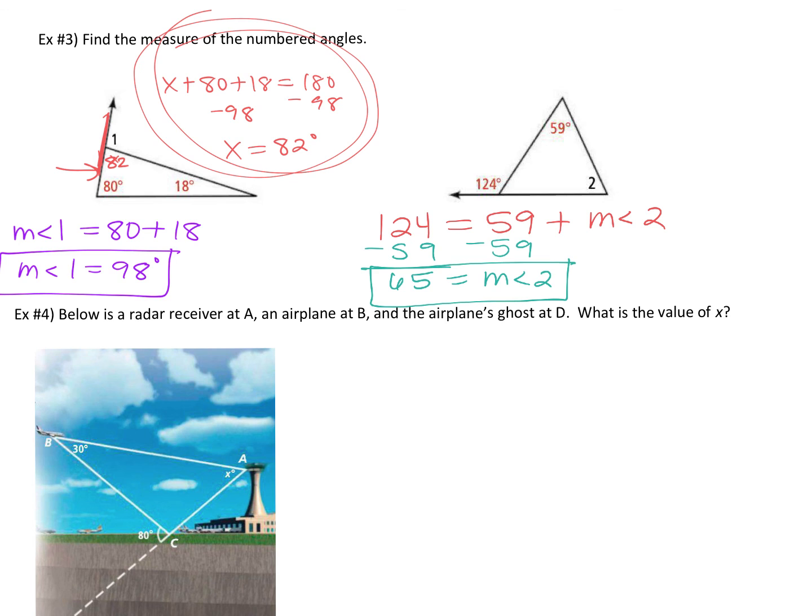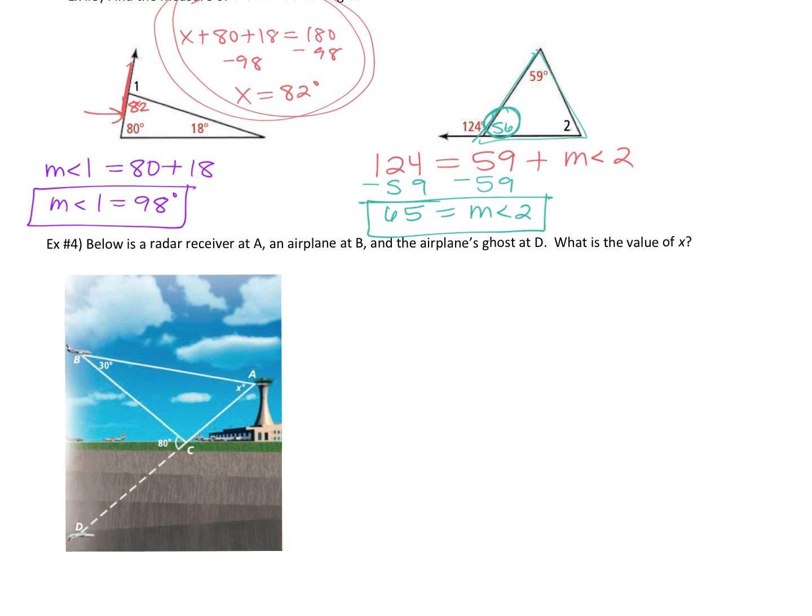But like I said, you always have options. You could find this, 180 minus 124 would give us 56. Yes. So if I know that's 56 and I know I have a triangle here, 56 plus 59 plus the measure of angle 2 has to equal 180. Okay, so if you can't figure it out the one way, figure it out the other way. Questions on that?